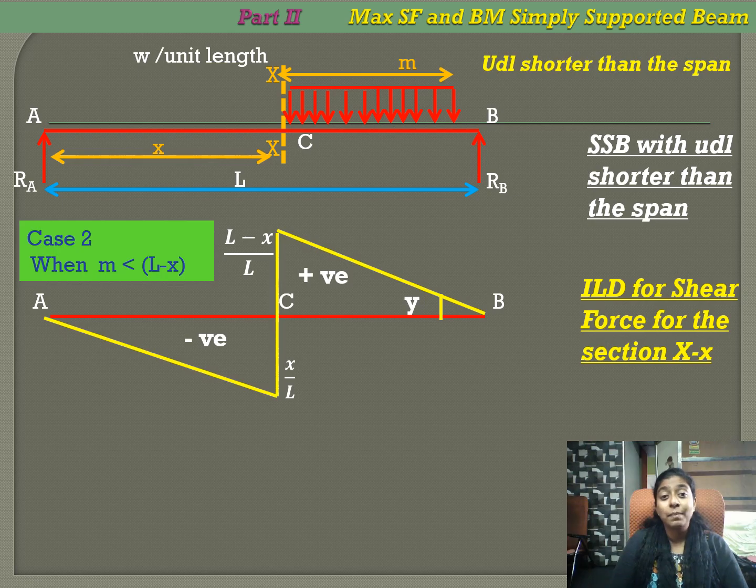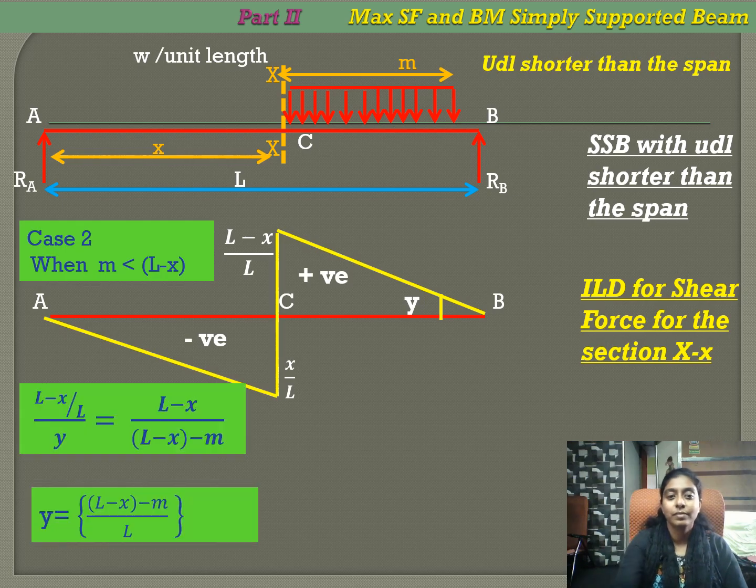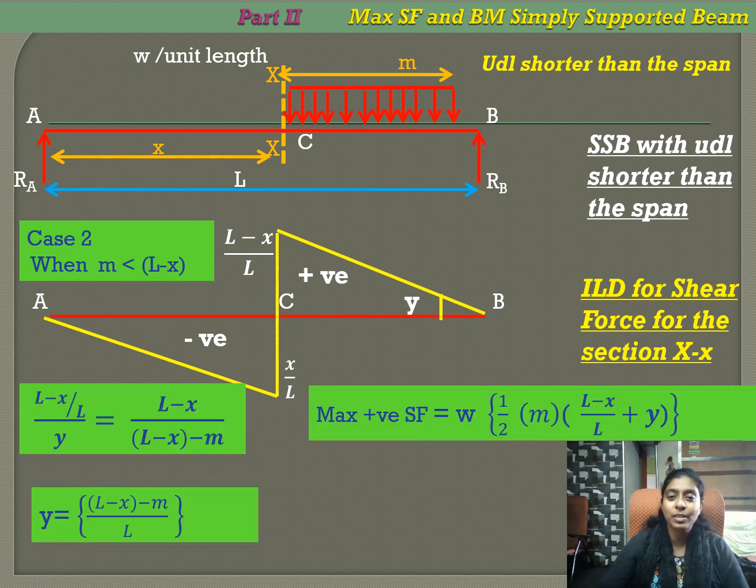And case 2, when M is less than L minus X, the tail lies on C and the head lies somewhere between C and B, and the ordinate under the tail is taken as Y. So our maximum positive shear force when M is less than L minus X is W into area under the load in the influence line diagram, that is area of a trapezium. We will find Y using similar triangle principles. Now we can determine maximum positive shear force.